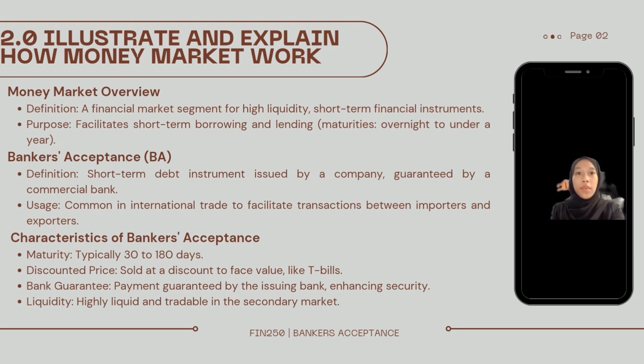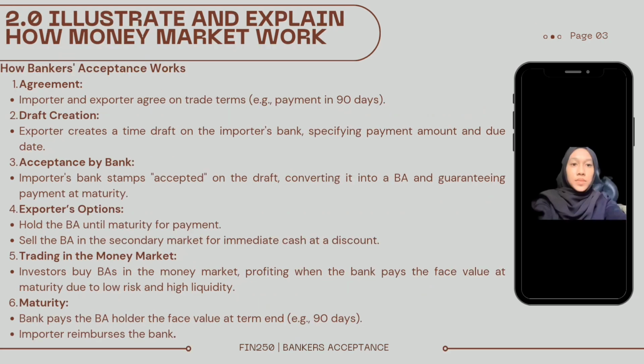Bank guarantee: payment is guaranteed by the issuing bank, enhancing security. Liquidity: highly liquid and tradable in the secondary market. How bankers' acceptance works: first is the agreement. Importer and exporter agree on trade terms, for example, payment in 90 days.